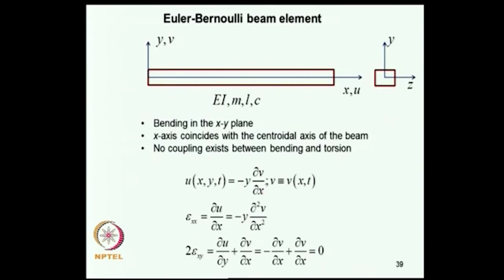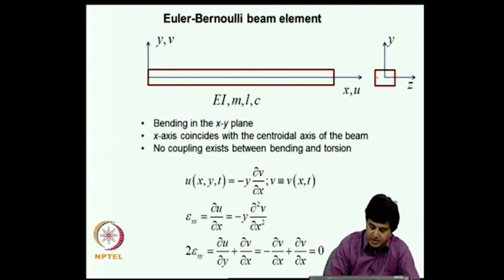Now, we are therefore considering bending in the xy plane. We are making an assumption that the x axis coincides with the centroidal axis of the beam, and we also assume that there is no coupling between bending and torsion. The cross section is symmetric, therefore, there is no coupling between bending and torsion.